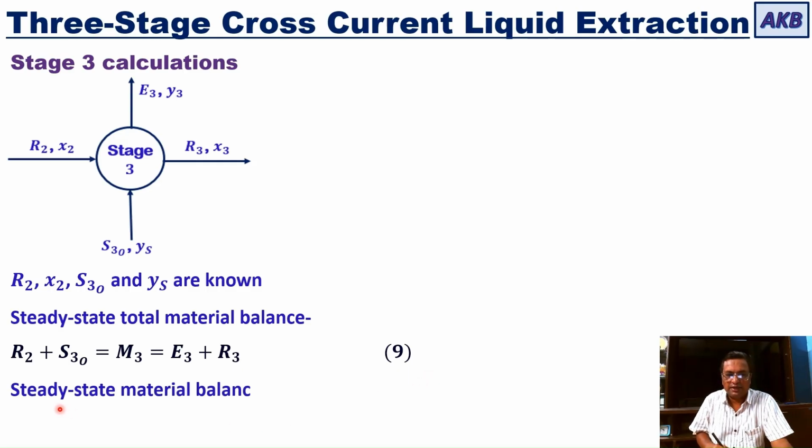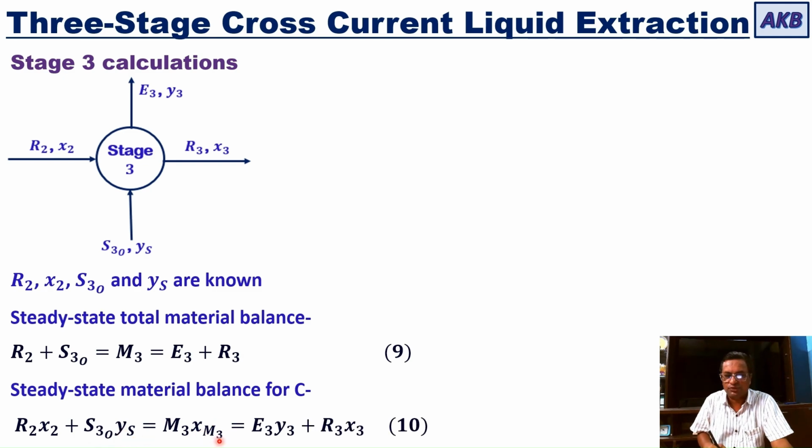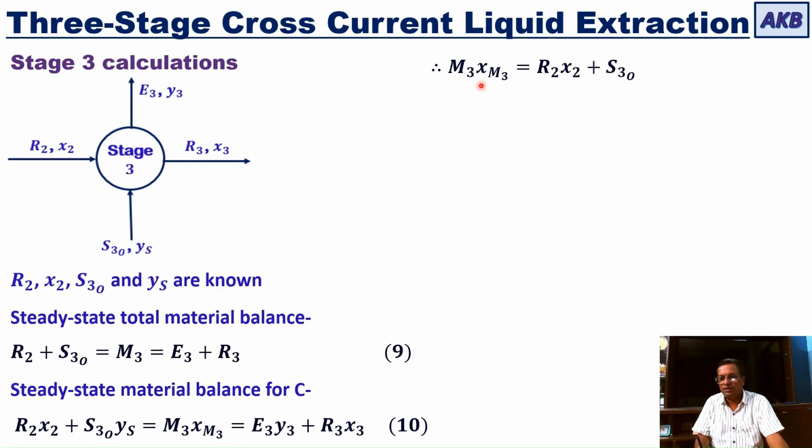Then let us write the steady state material balance for solute. It will be simply written as R2 into X2 plus S30 into Ys, that is equal to M3 XM3, that is equal to E3Y3 plus R3 X3, and I am calling it equation number 10. From equation 10, I get M3 into XM3 is equal to R2 into X2 plus S30 into Ys.